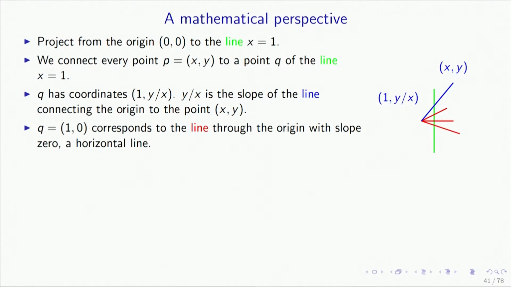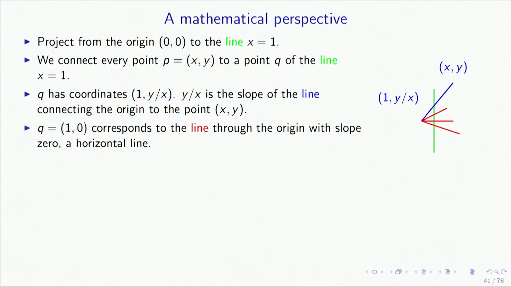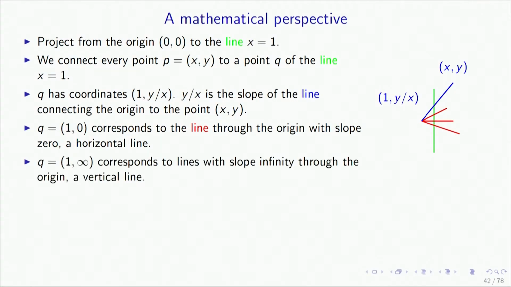But the thing to realize is that you can consider various possibilities. This horizontal line goes to the point (1, 0), because it has slope 0. Even a vertical line is okay. Just send it to the point (1, infinity). It looks a bit strange, but that's actually okay.